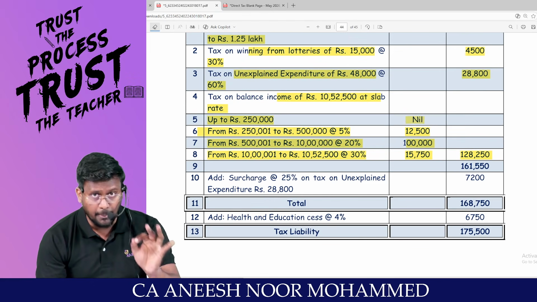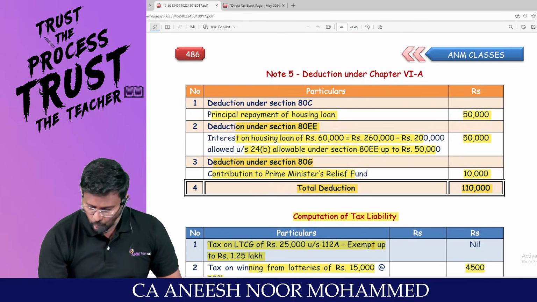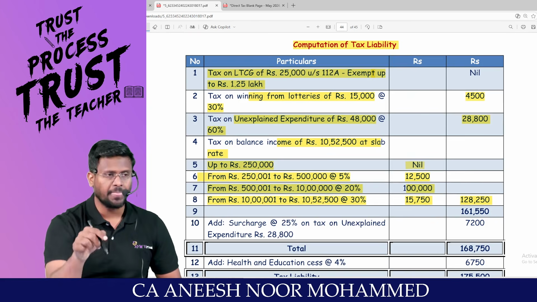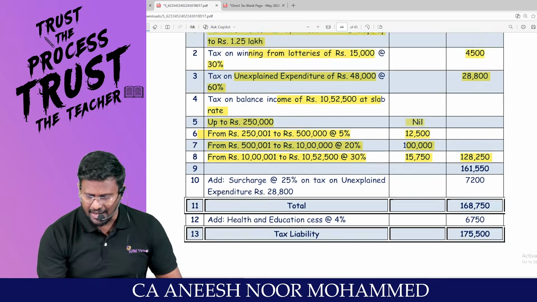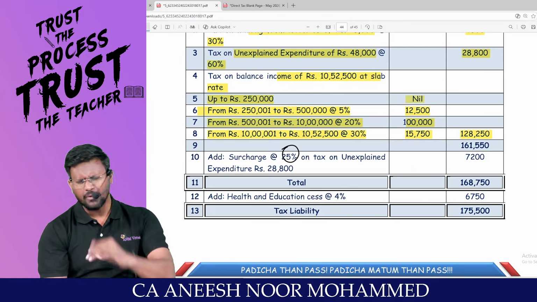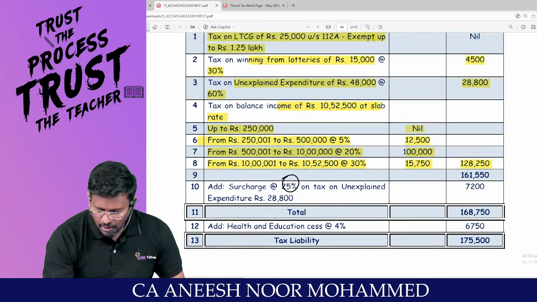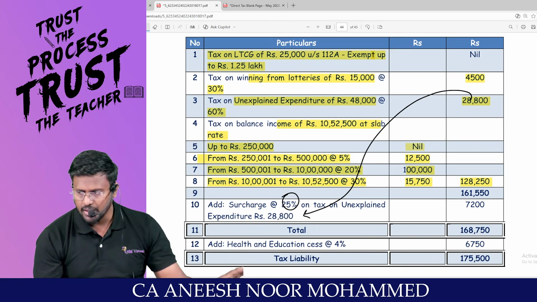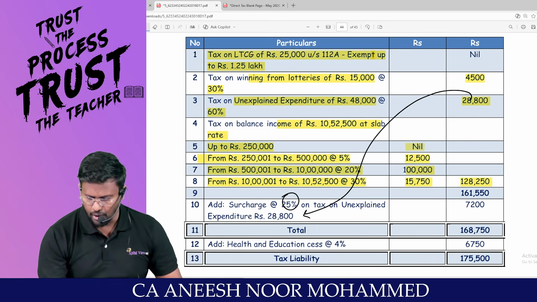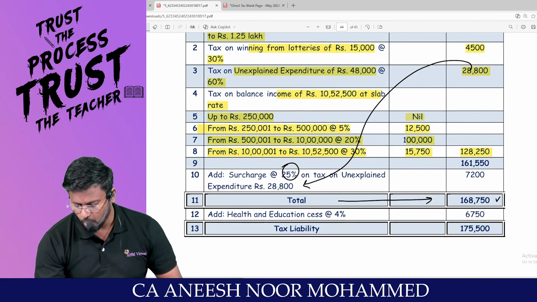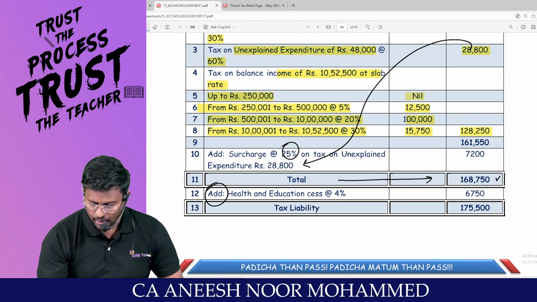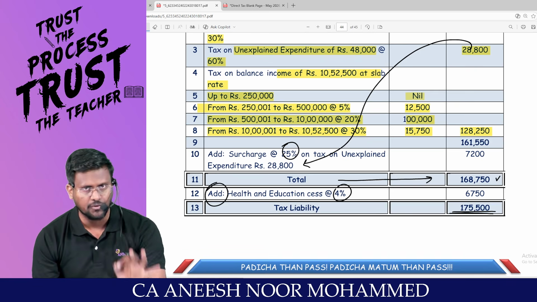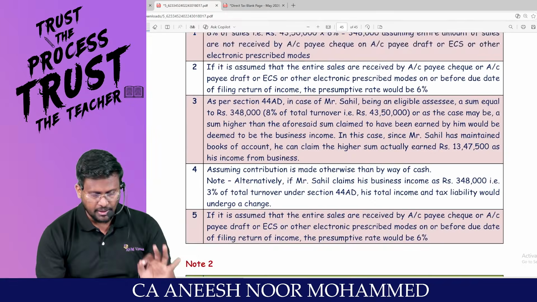Here the real drama starts. The total income is only, sir, less than 50 lakh. But total income includes unexplained expenditure, which will attract surcharge at 25%. Everyone will forget to add this surcharge. Sir, on this 28,800 rupees for the special income, undisclosed income, you are liable to pay surcharge at the rate of 25%. So the total will be 1,68,750. On that, add health and education cess of 4%. Tax liability will be 1,75,500. Comfortable? 50% of the answer comes to an end.